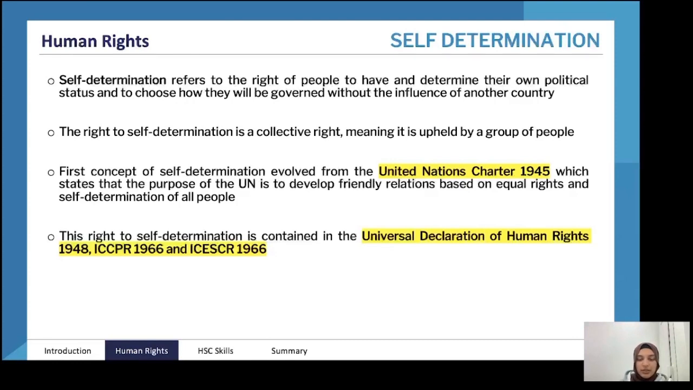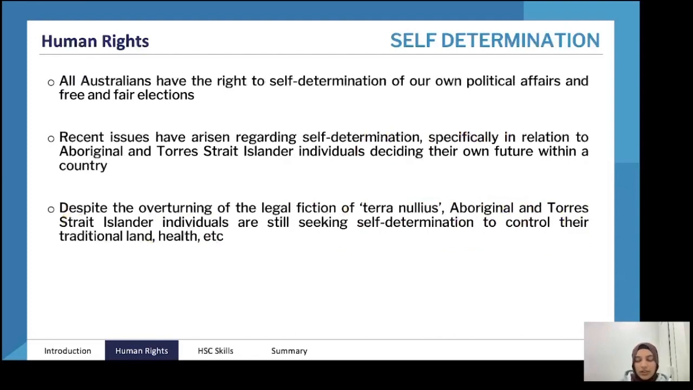The first concept of self-determination evolved from the United Nations Charter of 1945, which states that the purpose of the UN is to develop friendly relations based on equal rights and self-determination of all people. So this right to self-determination is contained in the Universal Declaration of Human Rights 1948, the ICCPR and the ICESCR as well. All Australians have the right to self-determination of our own political affairs and free and fair elections as well.